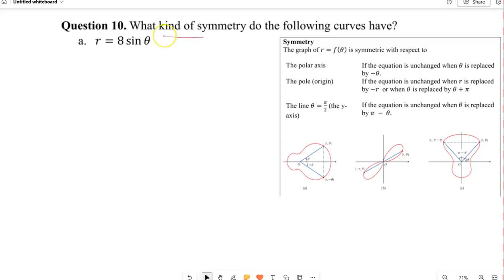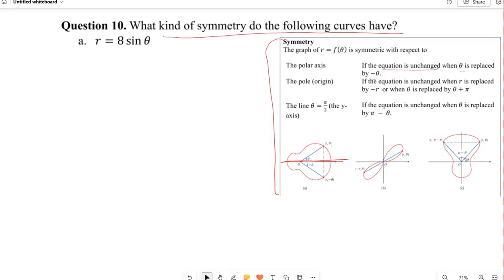What kind of symmetry do the following curves have? So these are polar equations. Here is a method of checking symmetries. For the polar axis, which is basically the x-axis, if theta is changed to negative theta and the equation remains unchanged, there is symmetry.